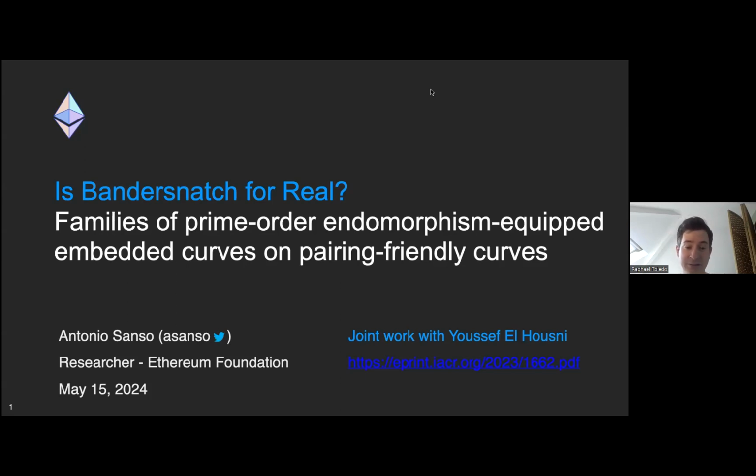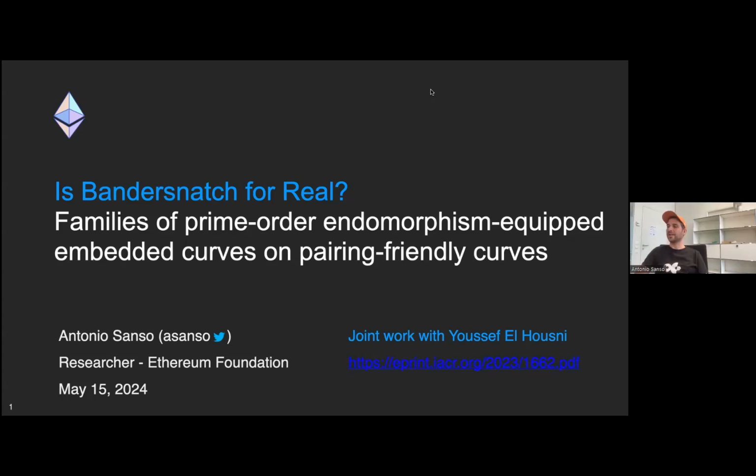Antonio has been working on quite a few different things. One paper that I read and really enjoyed, but also dread reading, was about VDF a few years ago. But he has worked on quite a few different things. Today he's going to talk about elliptic curve cryptography, more particularly Bandersnatch, and we'll potentially be able to have an answer whether Bandersnatch is real or not. So thanks a lot, Antonio, for joining us today, and the floor is yours.